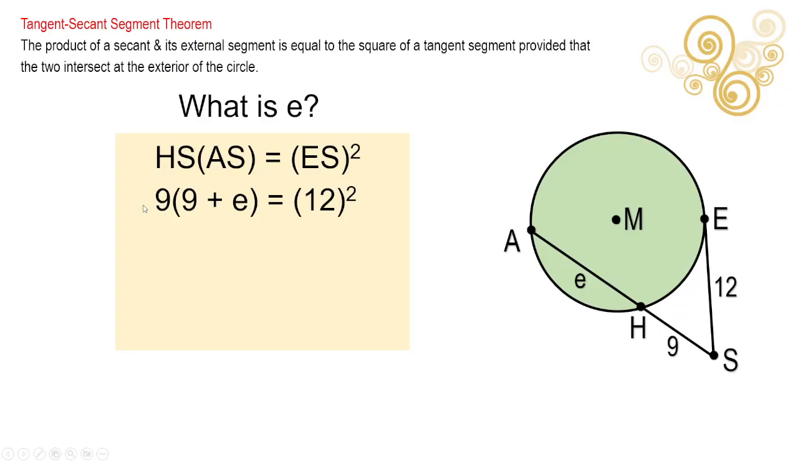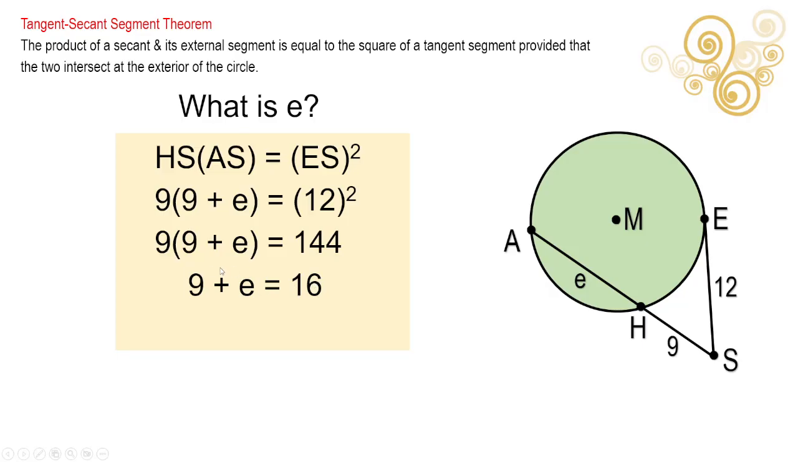So again, we have here 9 for HS, and for AS, that's 9 plus E, right? And for ES, that's 12. And we square that. That's 144 right here, 9. So from here, I cannot just cancel everything since there is addition here. So I'll be careful here. Again, I should have prior knowledge or mastery of using cancellation. I cannot just cancel everything. Be careful. If you don't know that, you just use multiplication and distribution and everything. But for me, I can use cancellation for 9 and 144. So this becomes 1. Right here becomes 16. So I cancel these two using 9. So 144 divided by 9 is 16.